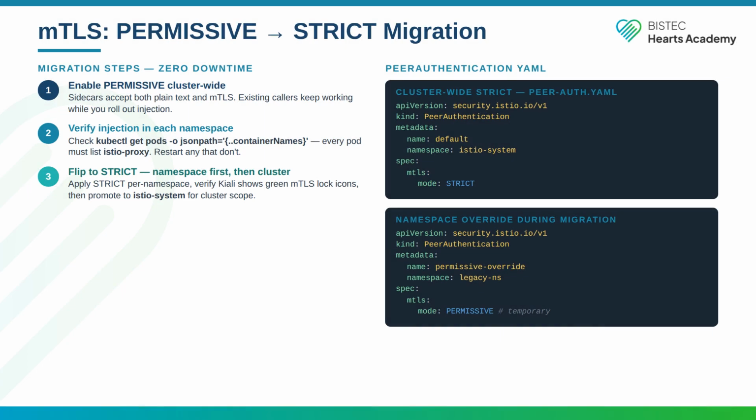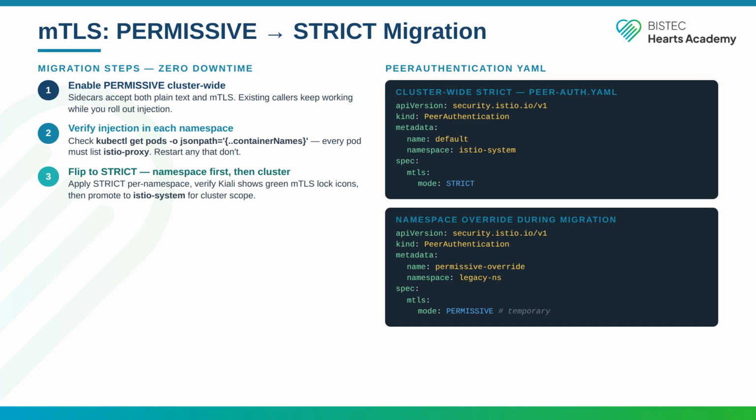The mTLS migration follows 3 steps and must be executed without downtime. The first step is applying permissive mode cluster-wide. In this mode, sidecars accept both plaintext and mTLS connections. Your existing callers keep working while you roll out sidecar injection across namespaces. The second step is verifying injection. For every pod in every namespace, confirm that istio-proxy appears in the container list. Any pod that doesn't have a sidecar will break once you flip to strict. Find them now and restart them with injection enabled.